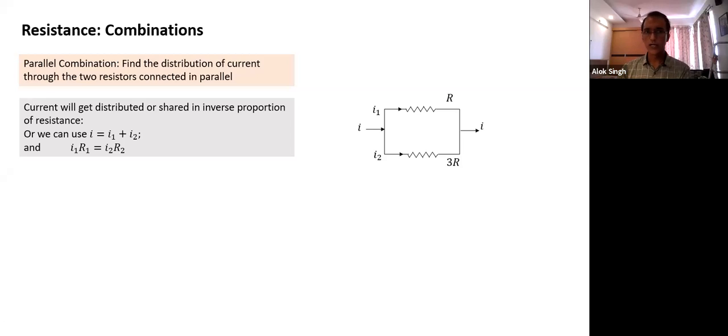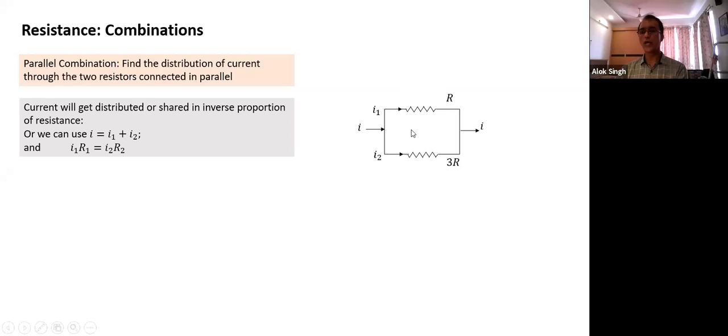Here the current gets distributed in inverse proportion of resistance. So what is happening? If I apply the junction rule, if current I is coming in, going out is I1 plus I2. So by junction rule, I is equal to I1 plus I2. And since they are at identical potential, I1 into R1 has to be equal to I2 into R2. In this case, I1 into R has to be equal to I2 into 3R.